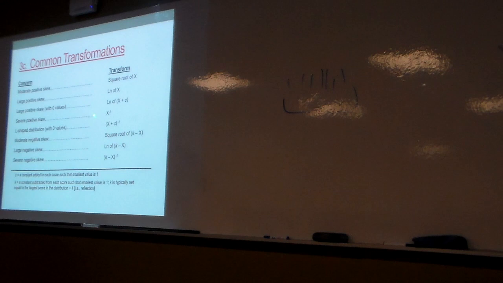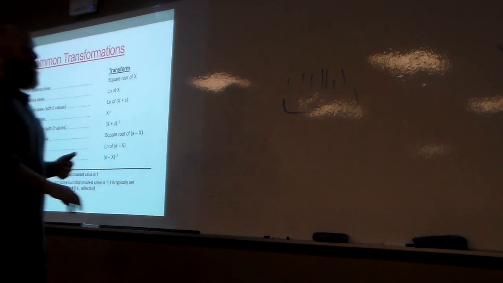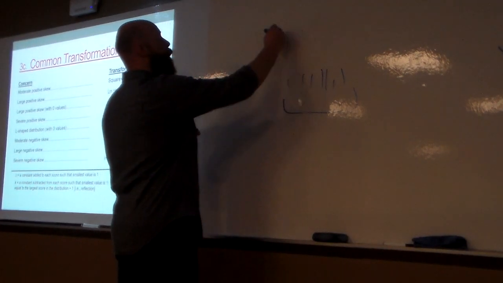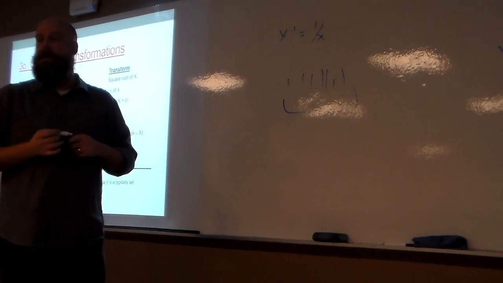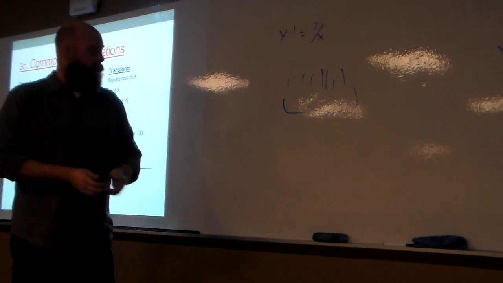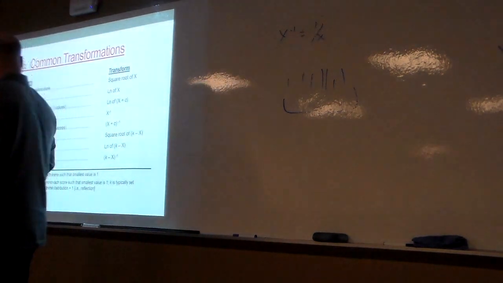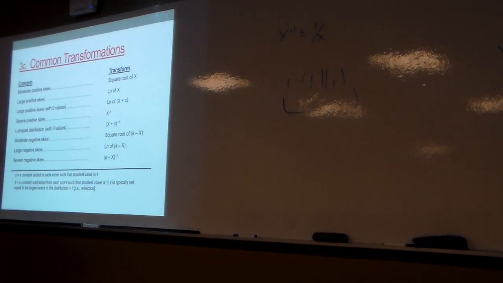Okay. Severe positive skew. This is x to the -1, so you take all values to the -1, right? This is an inverse transform. X to the -1 equals 1 over x, so you're just taking the reciprocal of those. Same thing here: if you've got 0 values, you can't take 1 divided by 0, right? So you have to go through and add a constant.